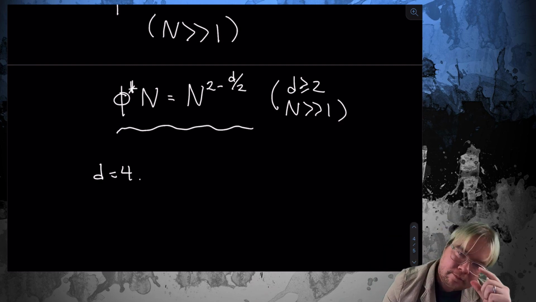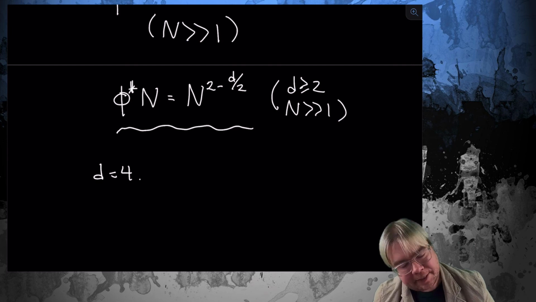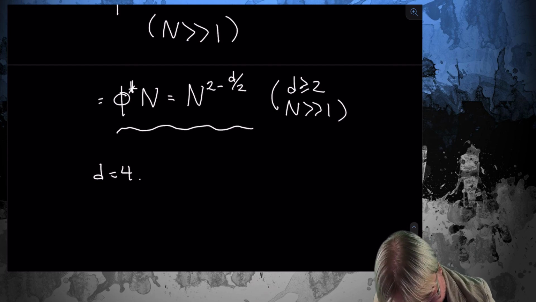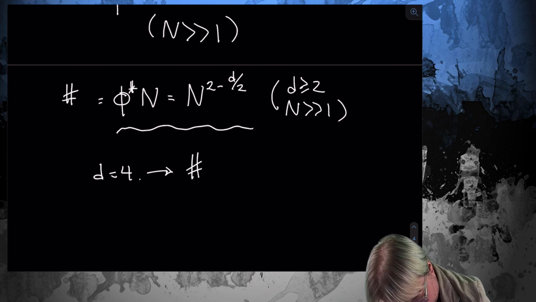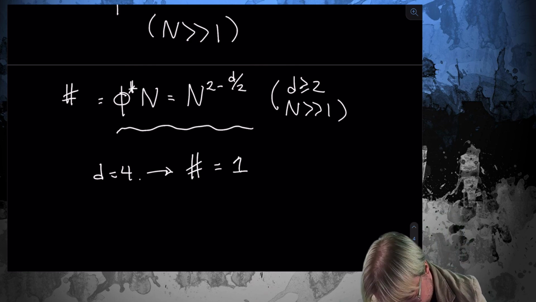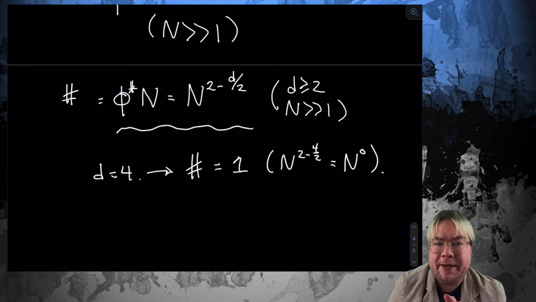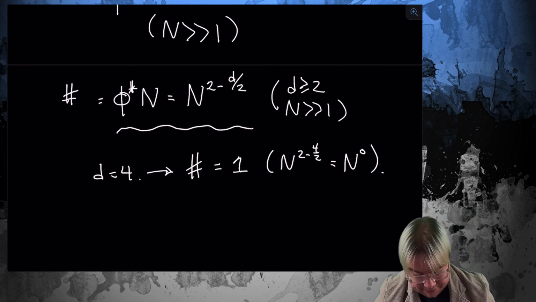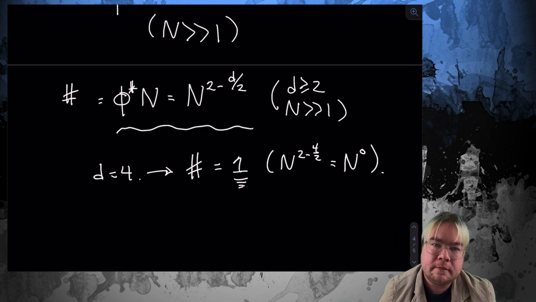Well, one thing, let's say that d is equal to 4. All right. How many interacting monomers are there? So this is the number. Well, the number is equal to 1. Why? Because I've got n to the 2 minus 4 divided by 2 is equal to n to the 0. So what this means is that in 4 dimensions, a polymer chain is always ideal because the monomers aren't going to interact with anybody else.